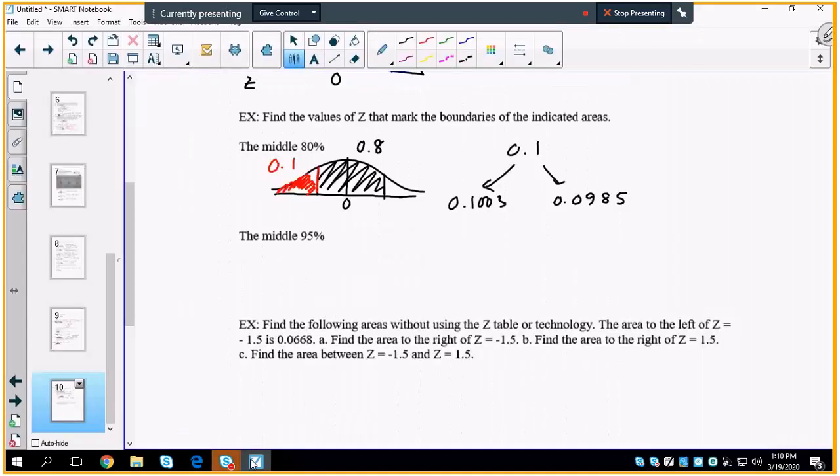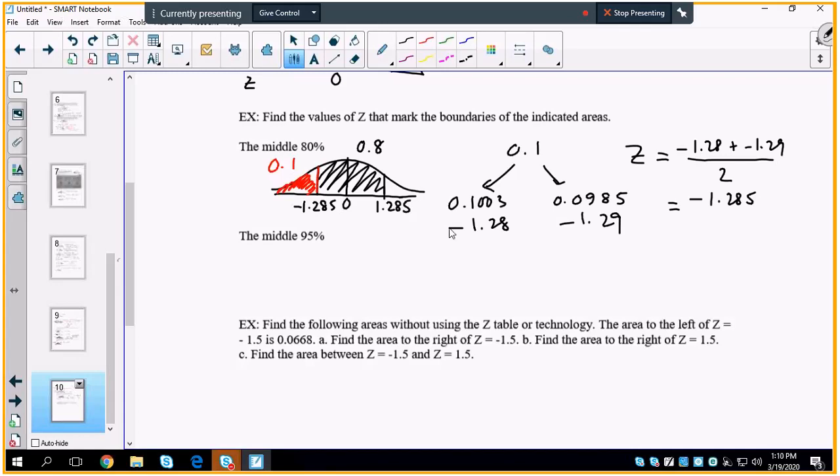So I will say this one is negative 1.28, this one is negative 1.29, and I want the z to be the average of these. So that will be negative 1.28 plus negative 1.29 over 2. If I add them and divide by 2, I get negative 1.285. So it must be this one, and then using symmetry, this one must be 1.285.